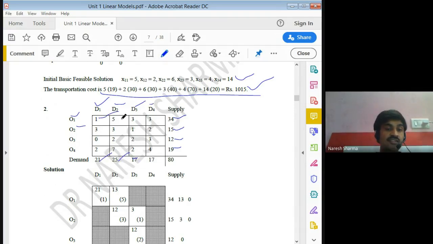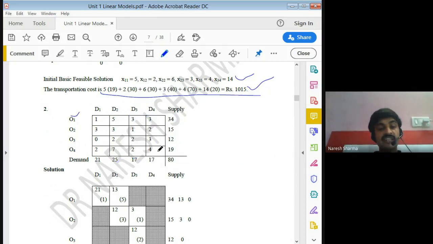And these are the costs per unit of delivering: from O1 to D1 is 1, O2 to D2 is 5, O1 to D3 is 3, O1 to D4 is 3 respectively, right? Now, first of all, you need to check whether this is a balanced problem or an unbalanced one.